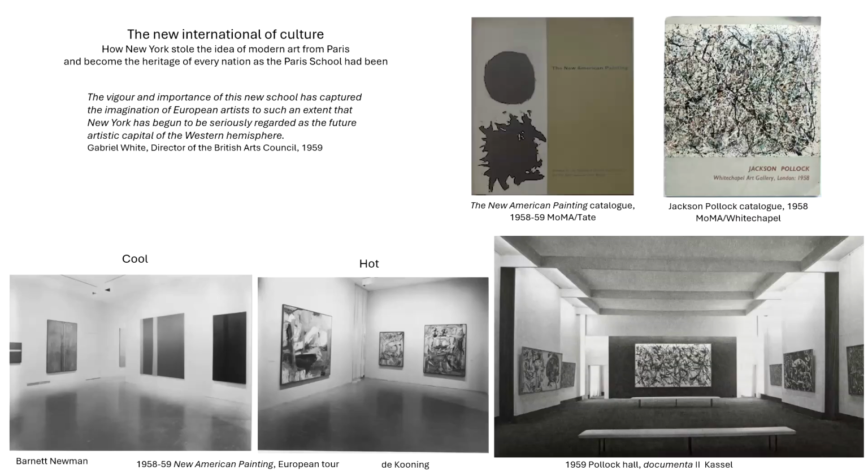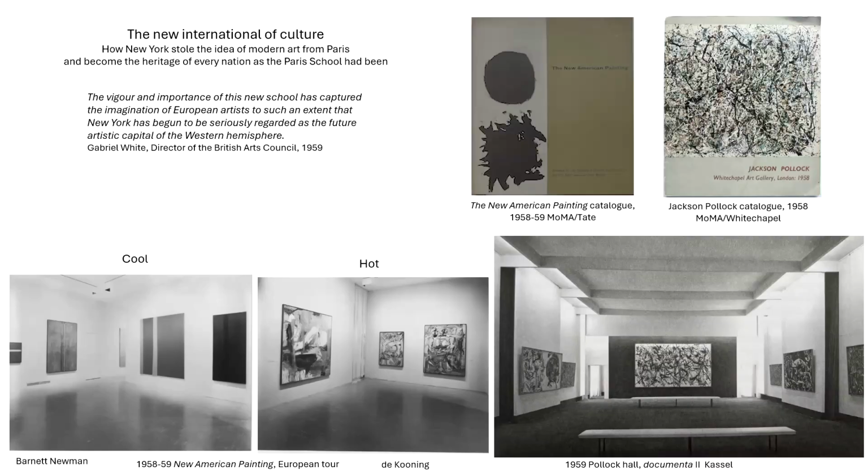And in 58, MoMA realises that there's all these young artists really interested in the abstract expressionists, and they put together this exhibition called New American Painting, and they basically blitz Europe with it. It goes to 7 capital cities in Europe, and these are some shots from it. These are the cool abstract expressionists. This is Barnett Newman, de Kooning again, the hot.